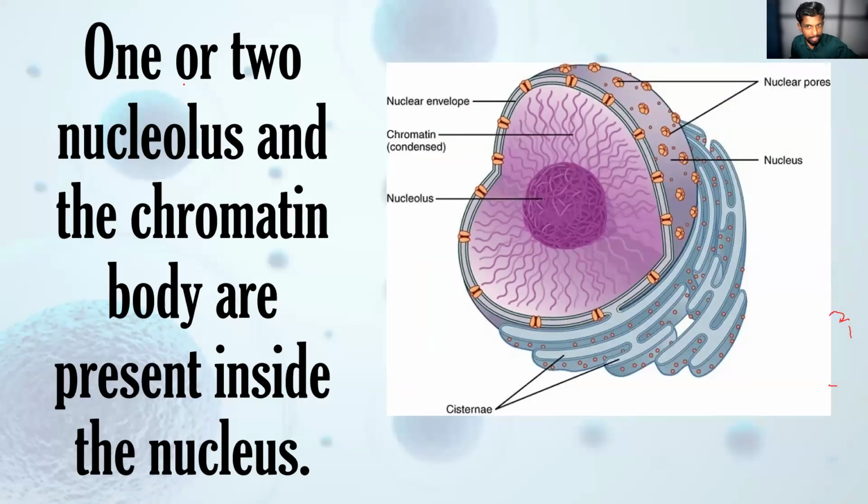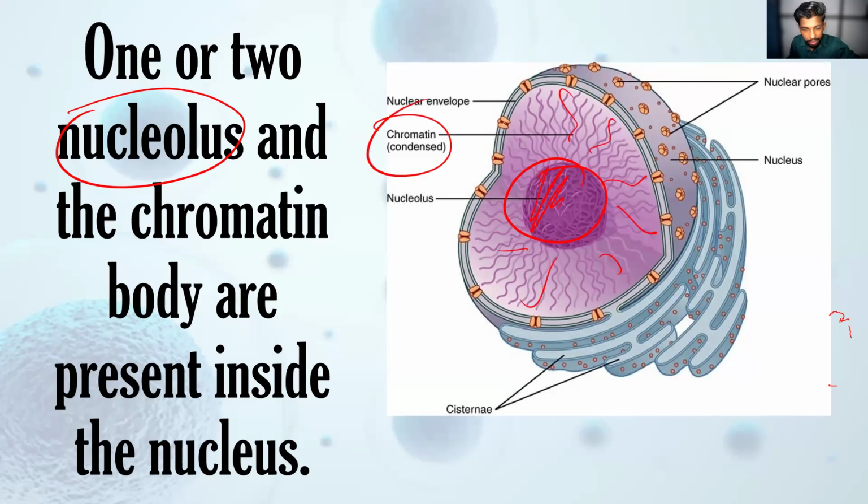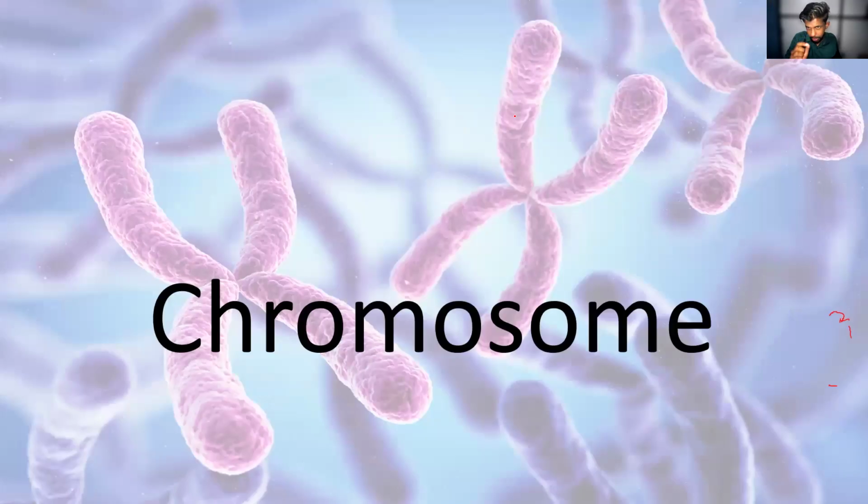And inside the nucleus, we have one or two nucleoli. This is nucleolus. So inside the nucleus, you will have one or two nucleoli. And you can see a fiber-like structure, a thread-like structure is there. That is called chromatin. It will be thread-like.